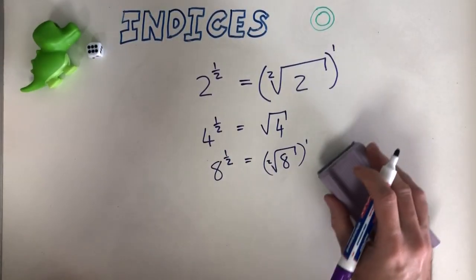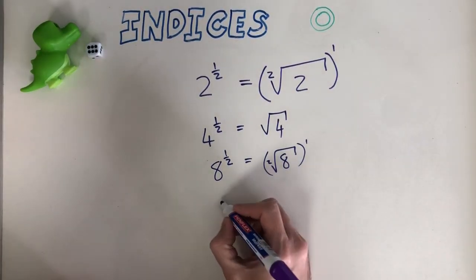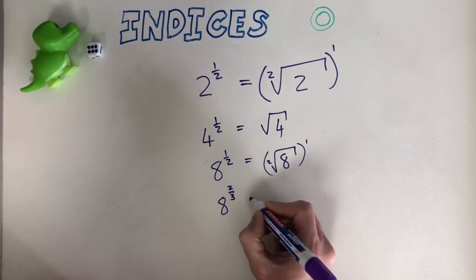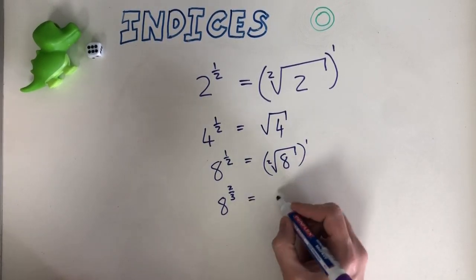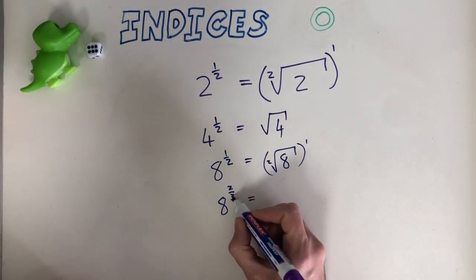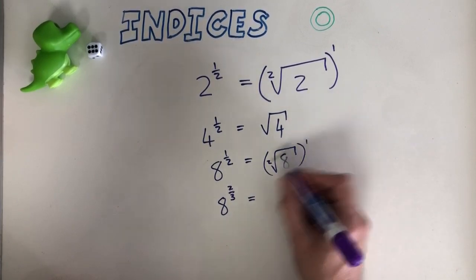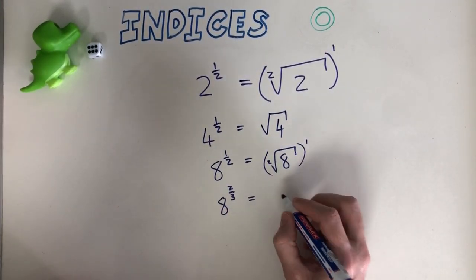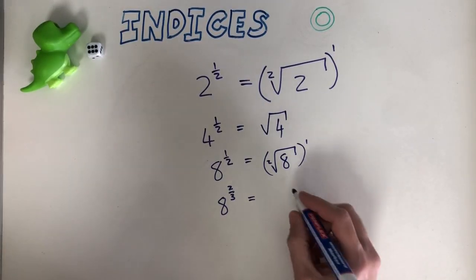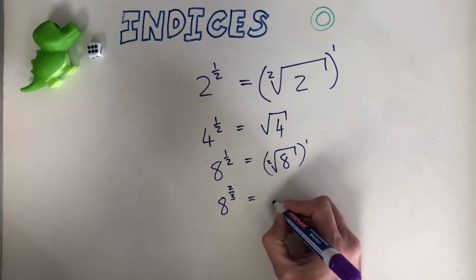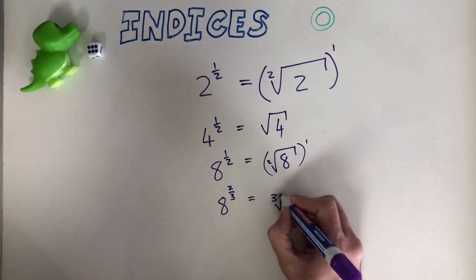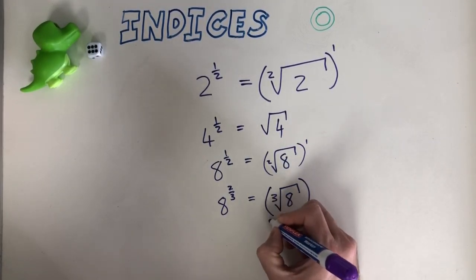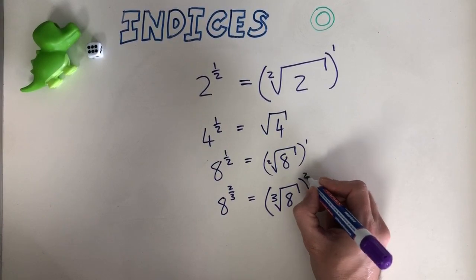But let's say there's a really different number. Let's say it was 8 to the power of 2/3. That's a bit weird. So the numerator is going to be the power in the end, and the denominator is going to be the root, if I can say it like that. So it's going to be the cube root of 8, and this would be raised to the power of 2.